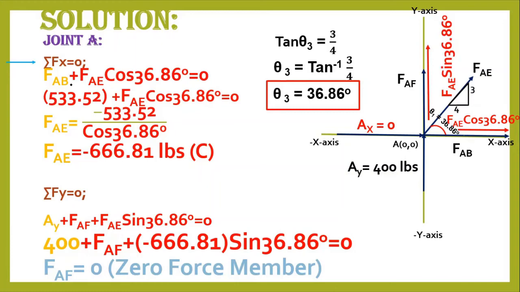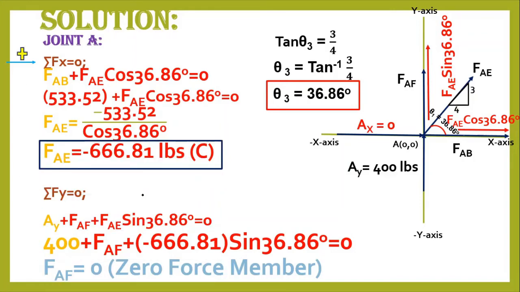FAB plus FAE cos 36.86 degrees, you can see in this equation. Then I have to put the value of FAB, 533.52, which we have already calculated earlier, plus FAE cos 36.86 degrees. So now you will be able to calculate the value of FAE. FAE is coming out to be minus 666.81 pounds. So this force should be compressive.